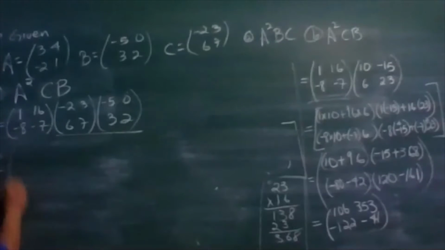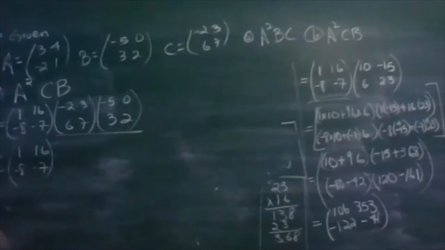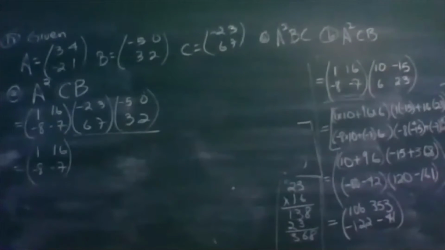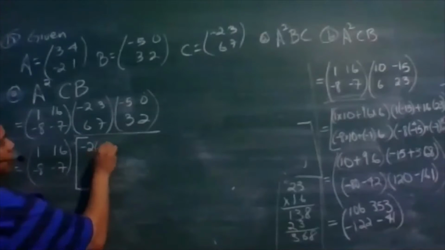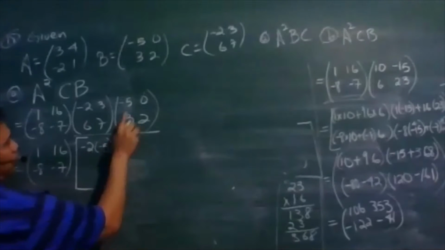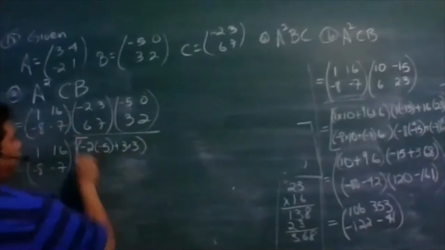So all I'm going to do is bring down the 1, the 16, the -8, and the -7 because I already know that that's the multiplication of the first section, which is A squared. So what I'm going to do now is work with the 2 at the back. So I'm going to have -2 times -5 plus 3 times 3. That's going to be the first element.